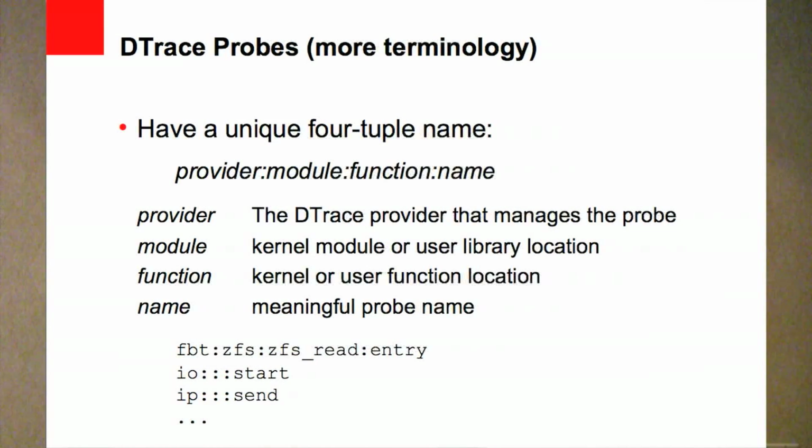So we've got the 4-tuple name for a probe: provider, module, function, name. The provider is the DTrace provider that manages the probe, which is the library of probes. Module is the kernel module or user library location, user segment, address space segment. We've got the function, and the name is the meaningful probe name.